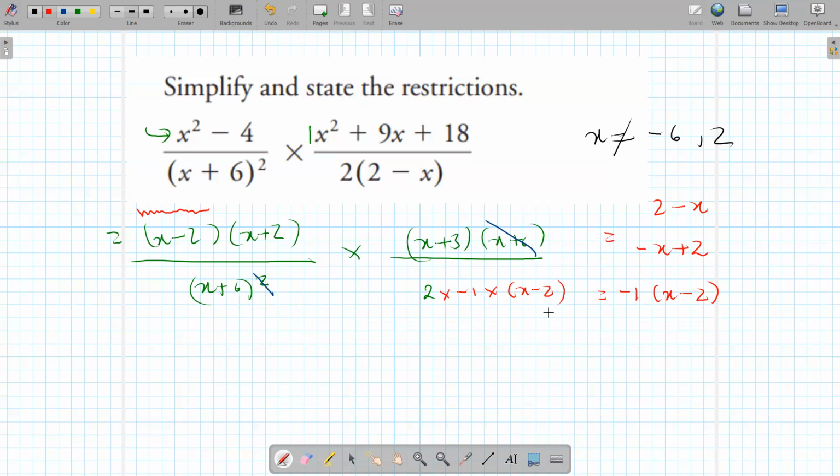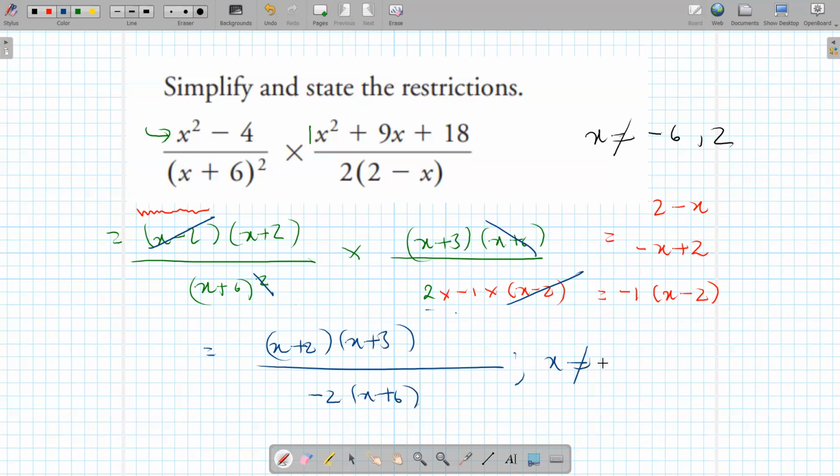And then boom, we have one more thing to cancel. x minus 2 is gone with x minus 2. So the final answer is going to be x plus 2, x plus 3, all over -2 times x plus 6, and our restrictions are x can't be -6 and 2. Even though the 2 canceled out and there's no 2 in the final answer, you have to list the restrictions, because if x were 2, you couldn't even go to step 2. The entire question would be invalid to begin with.